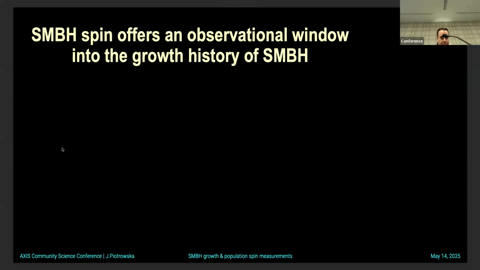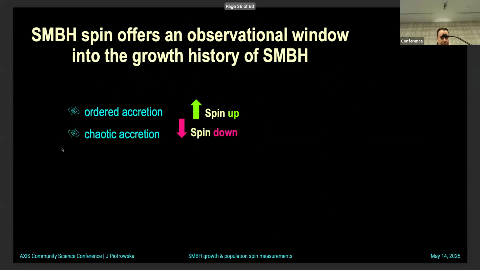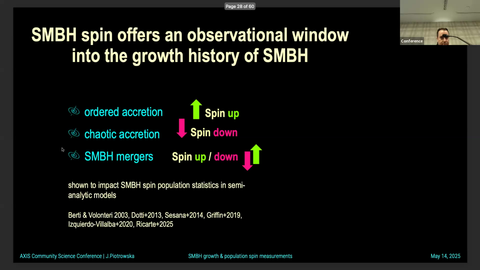Coming back to why black hole spins matter, well, as we've heard from Angela earlier today, black hole spin and growth are intimately connected. If you think of ordered accretion through aligned accretion disks, black holes will on average spin up. If your accreting material has randomly distributed angular momenta, on average, it gets to spin down. And when you've got supermassive black hole mergers, depending on the relative orientation of the progenitors, you can get either spin up or spin down, depending on the initial conditions. Now, this has shown to have profound effect on the redshift zero distributions of spin parameter in semi-analytic models.